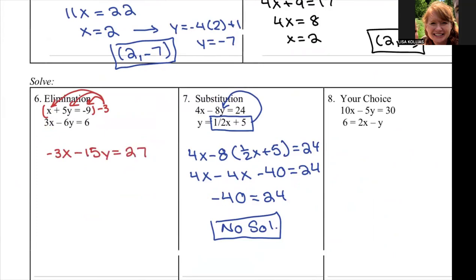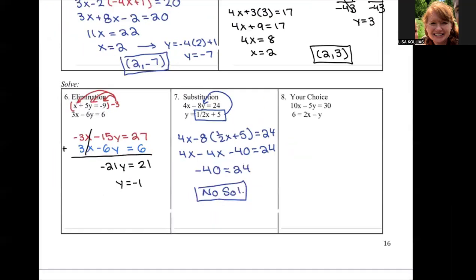My bottom equation I'm going to keep. I'm doing nothing with it. I'm going to go ahead and add down. So this knocks out the x's. Negative 15y minus 6y is negative 21y. And that's going to equal a positive 21. I'm going to divide by negative 21, and y is negative 1.